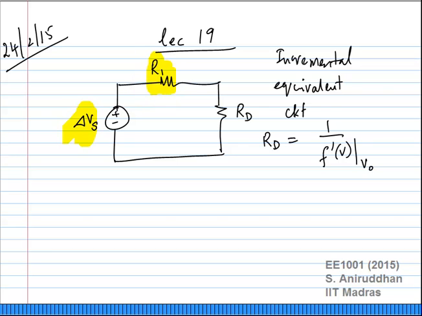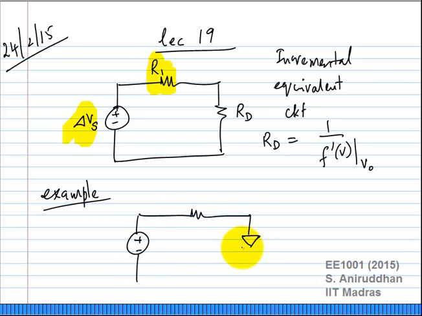So let us do a quick example, to tell you how you will solve this problem. So let us say this is 5 kilo ohms, and I'm going to say 5.69 volts, but let us see.